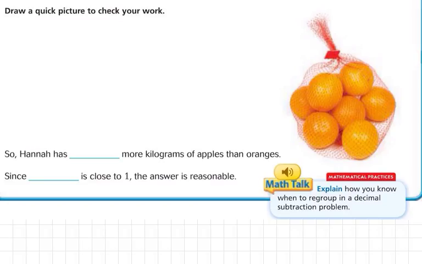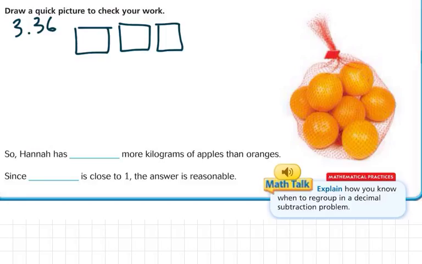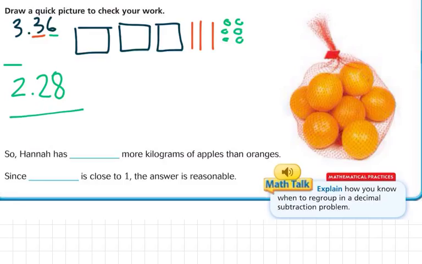Next, it's asking us to draw a quick picture to make sure that we are connecting and understanding our answer. Our quick picture is always going to start with the first term that we subtract. This is building again on yesterday's problem. So we have 3 ones, 3 tenths, and 6 hundredths. We are going to take away from that 2 ones, 2 tenths, and 8 hundredths. So let's do that.